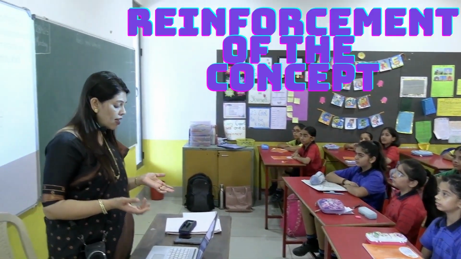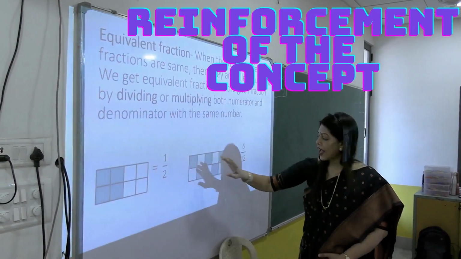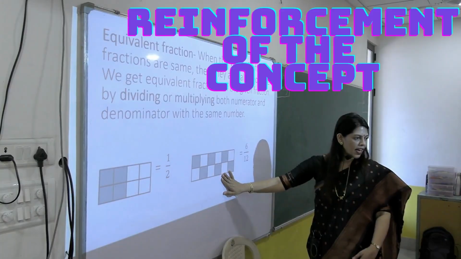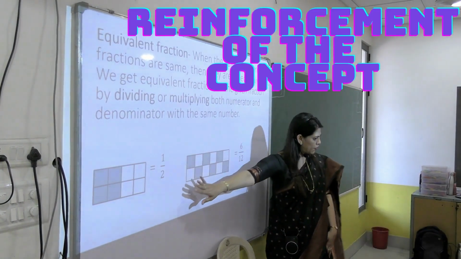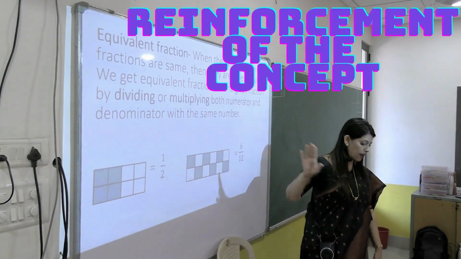Now you look at this. If you look at the figure, you can see this is half. This is half and this is 6 upon 12. Half. But this is also half, right? Half shaded and half not shaded, right? So this is ultimately half. Yes? So they are equivalent? Yes, because the values are the same, right?